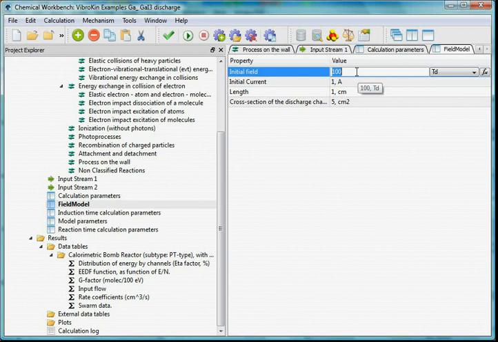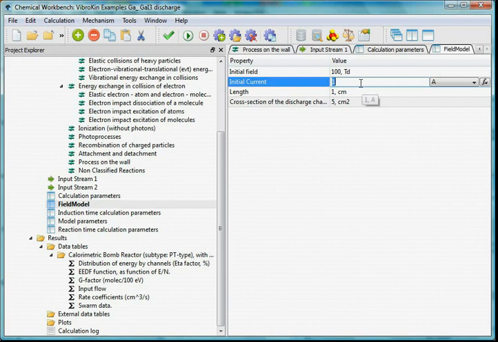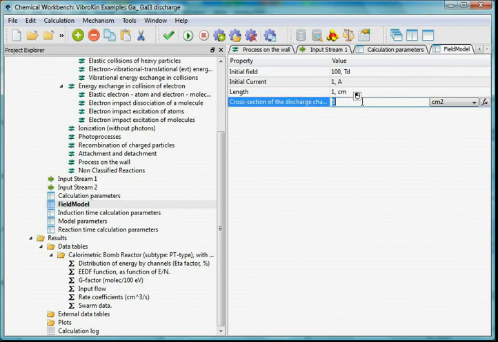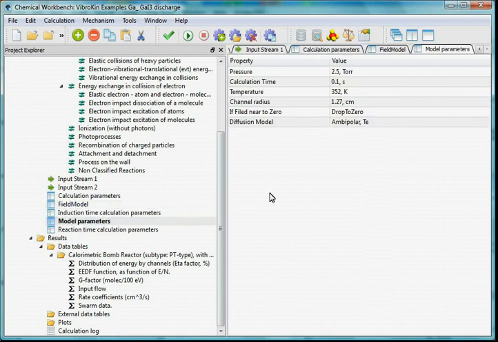The initial field value for the zero time point is equal to 100,000. The current through a discharge is set by hand and equal to 1 ampere. The length of the discharge is equal to 1 cm and the cross-section of the discharge channel is equal to 5 square centimeters. The model parameters contain input pressure. Calculation time will be enough to reach the steady-state species concentrations during glow discharge, temperature, channel radius.